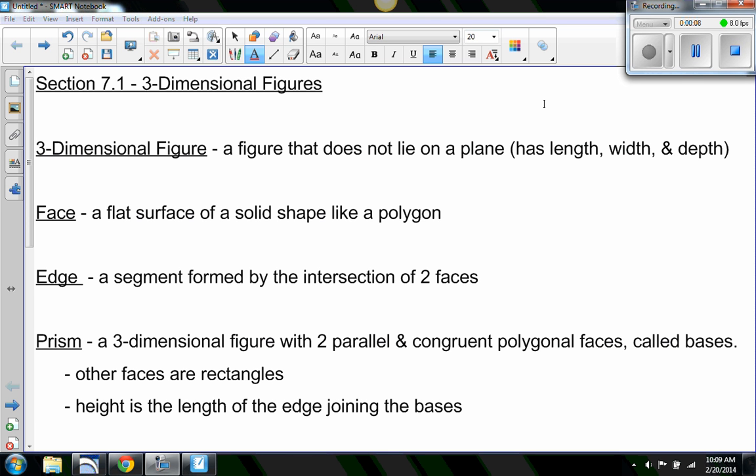And so, first of all, a three-dimensional figure is just a figure that does not lie on a plane. It's three-dimensional, 3D. It has length, width, and depth. Okay, so it's not flat. It's not just a flat picture.